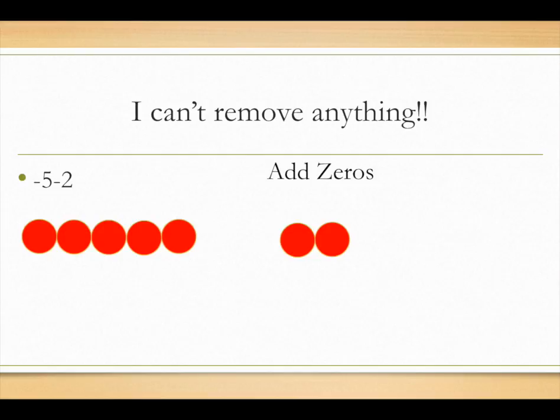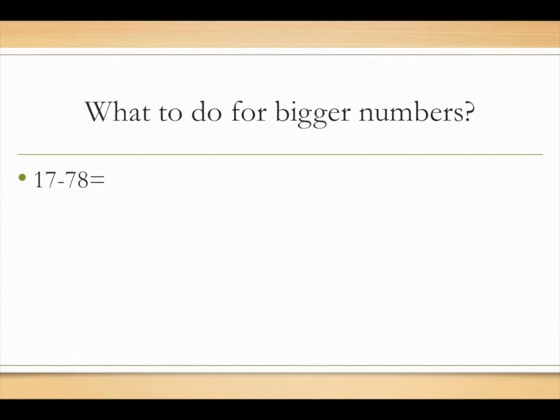1, 2. Now let's count up how many red circles that we have. 1, 2, 3, 4, 5. Then we have 6, 7. Final answer is negative 7.